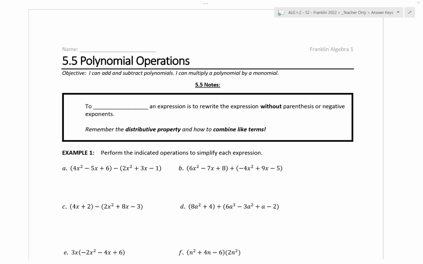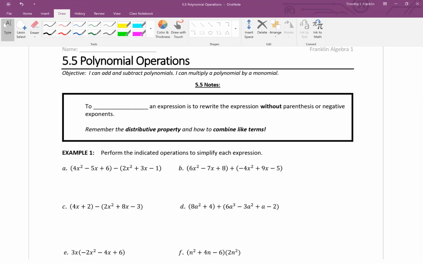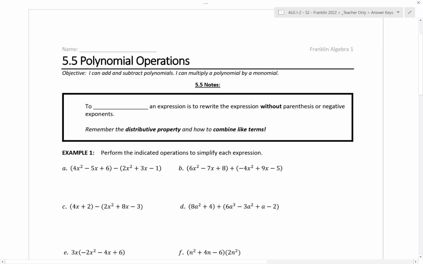Now that we know what polynomials are, let's take a look at some operations we can do using polynomials. So in these notes, we're going to look at adding and subtracting polynomials, and also multiplying polynomials by a monomial. So just to get something clear, when we talk about polynomial operations, we are talking about simplifying polynomials.